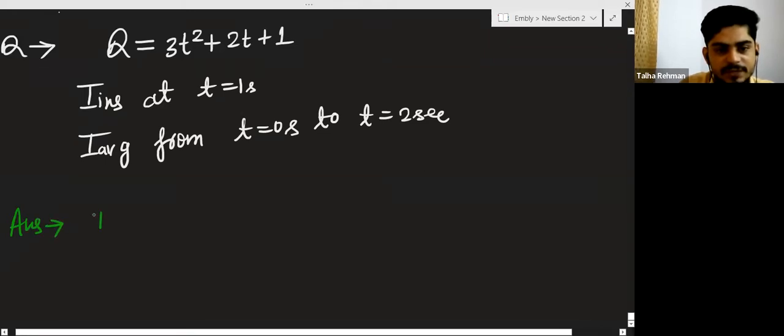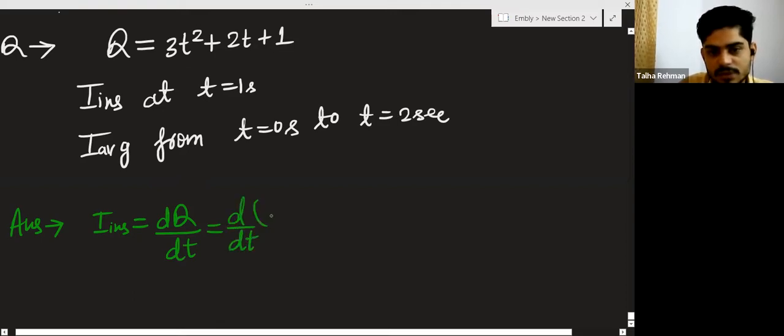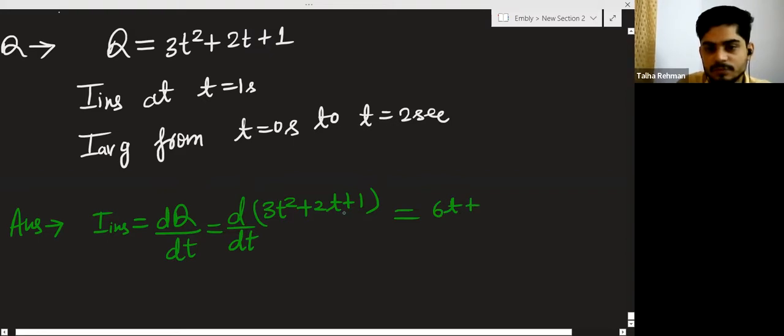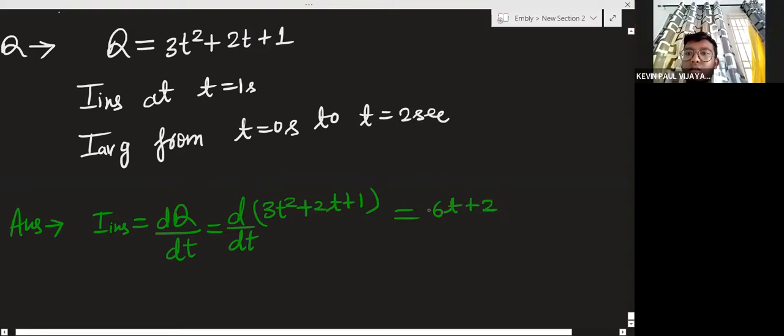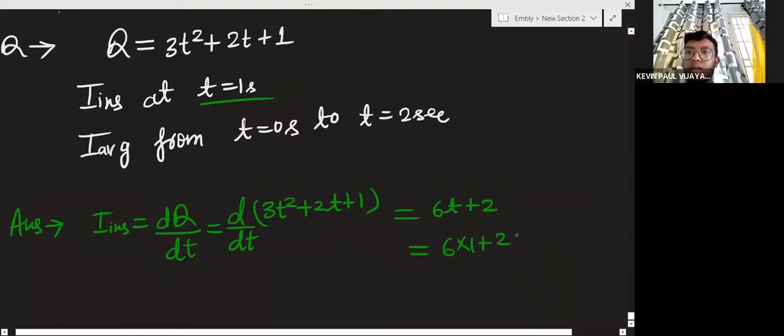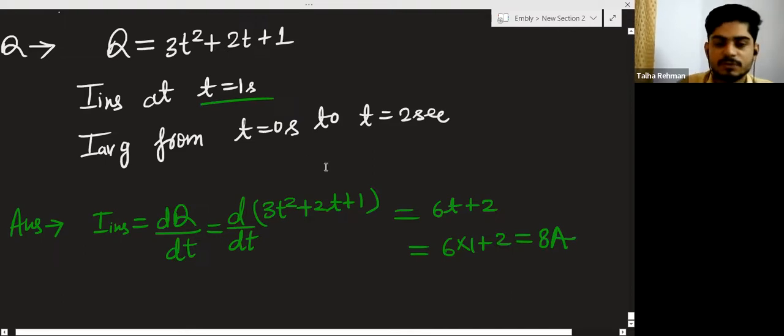For the I instantaneous, I will write dq by dt, and I will differentiate this again. So what we will do here? 6t plus 2 plus 0. And now put the value, they are asking at t equal to 1, put the value of t as 1 here, so it'll be 6 plus 2, this will become 8 ampere. Now this is so simple for you.